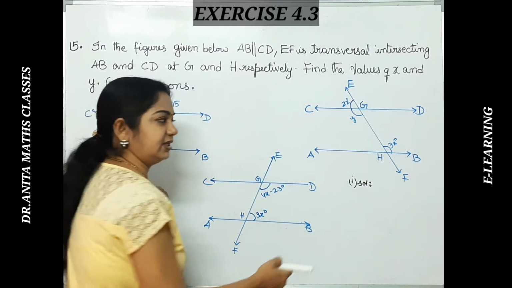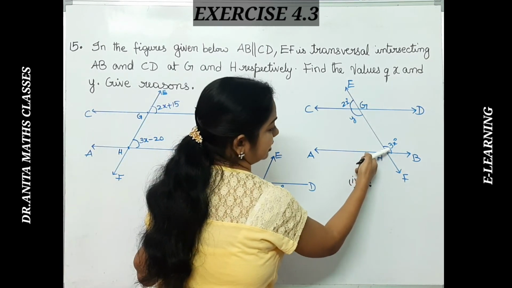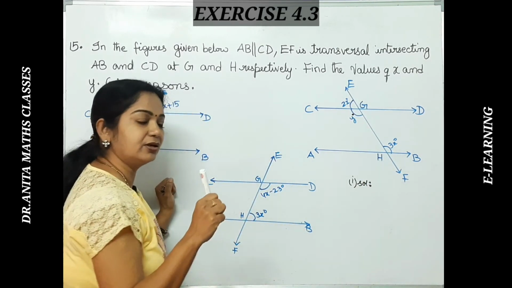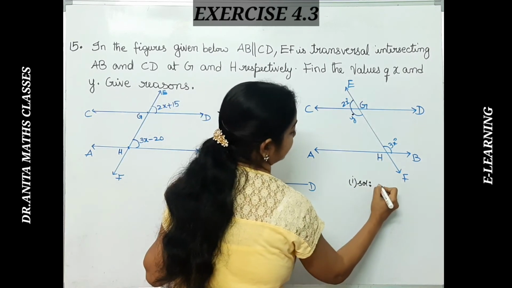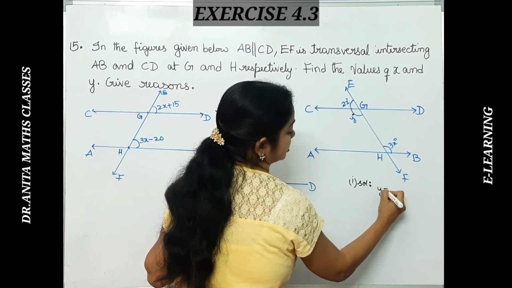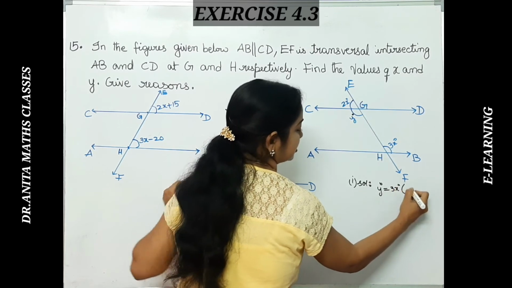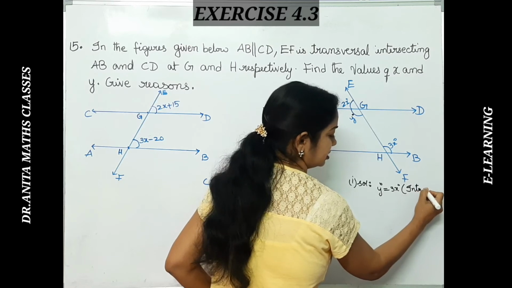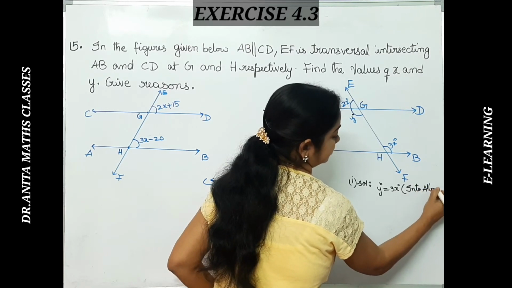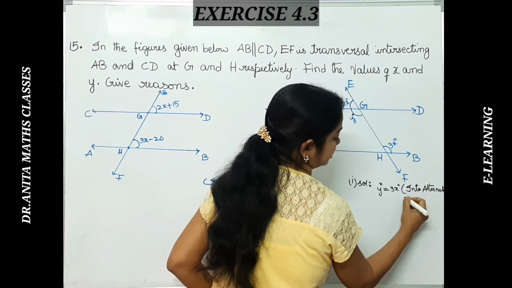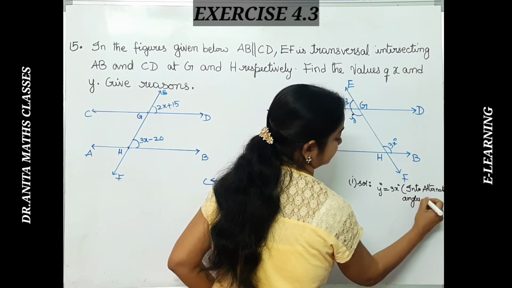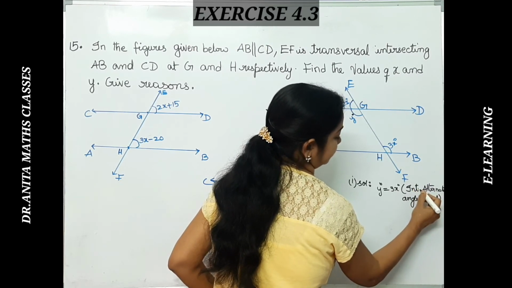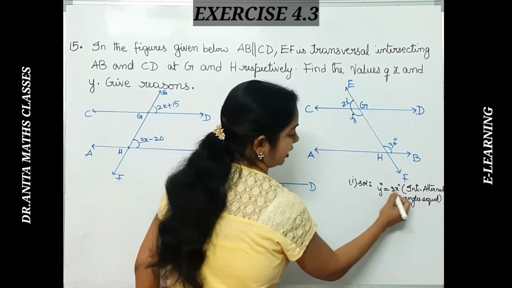AB is parallel to CD and EF is a transversal. If you see, 3x and y degrees form the interior alternate angles, so y equals 3x. Please give the reason asked: interior alternate angles are equal. I've written the short form here. So we got y equals 3x.